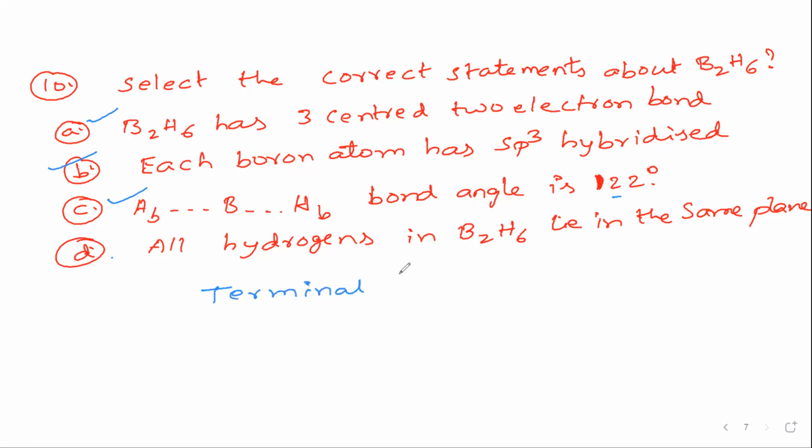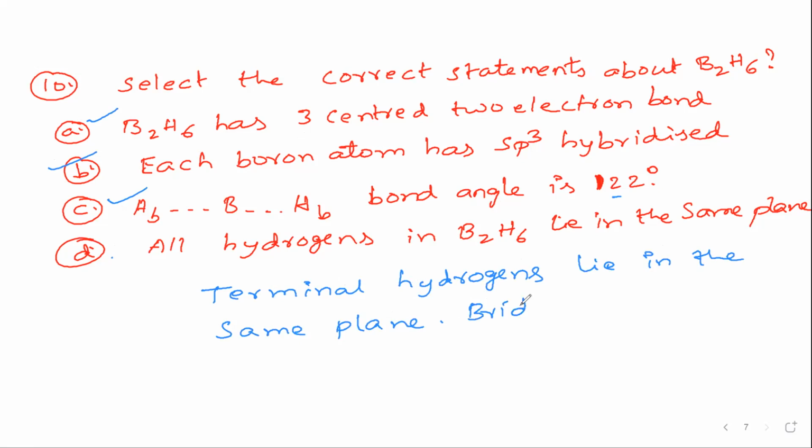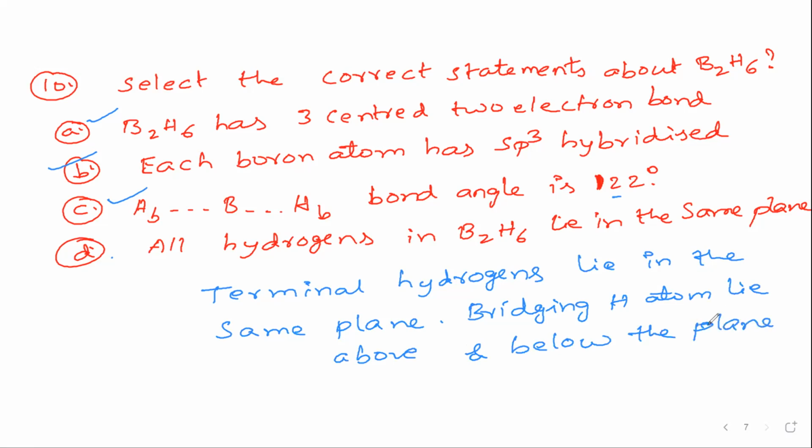Terminal means outside, and terminal hydrogens lie in the same plane. But the two bridging hydrogen atoms lie above and below the plane. So this is the right statement instead of the fourth statement.